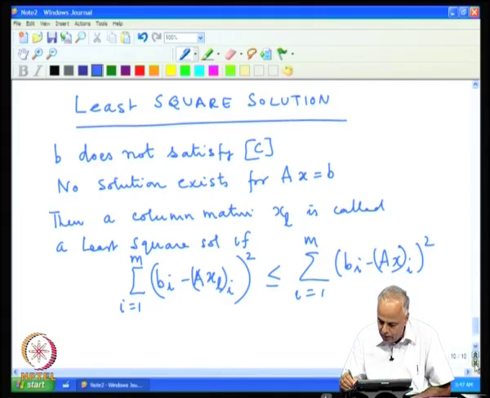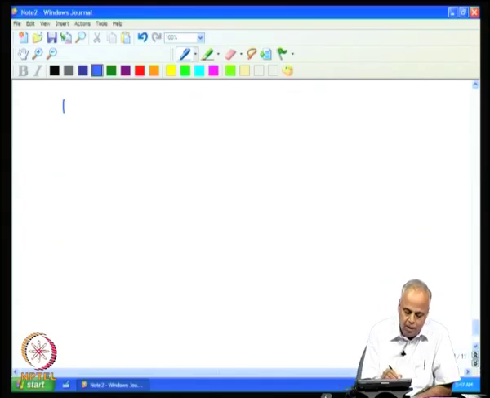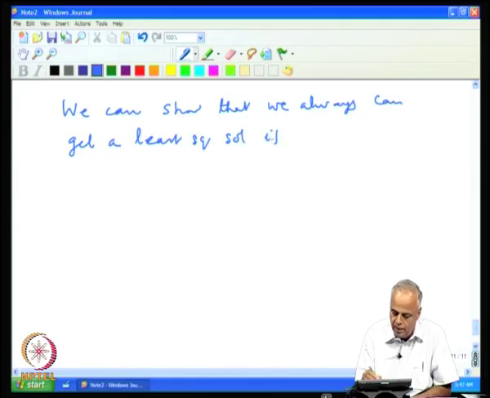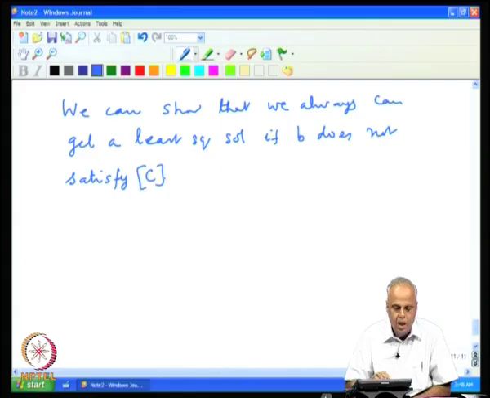So, we can show that we always can get a least square solution if B does not satisfy C. If B does not satisfy C, we can show that there is a least square solution, and therefore, let us get back to the situation. The next question we would ask is how many least square solutions?